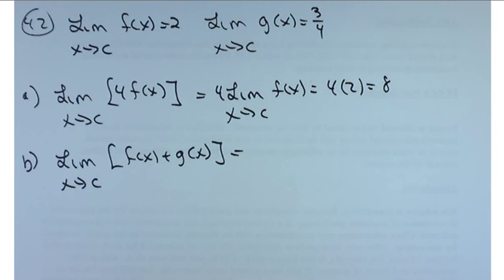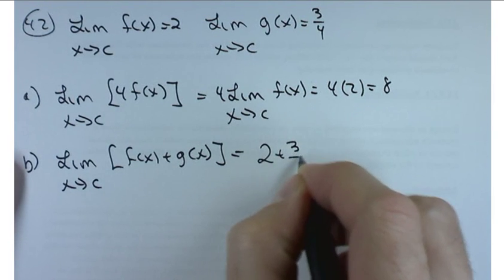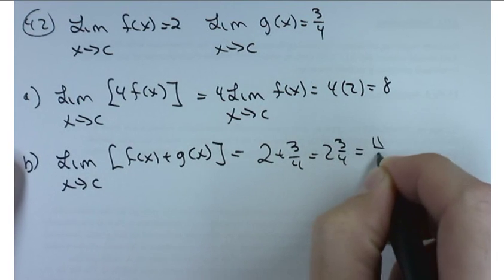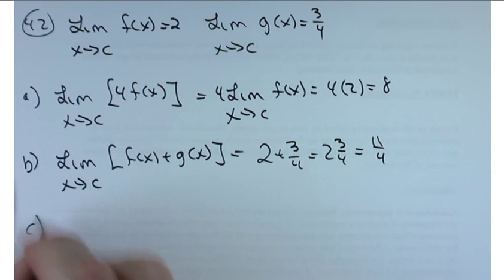Yeah, thank you. 2 3/4. All right, so 2 plus 3/4, 2 3/4, or 11/4 if you want to show it as an improper fraction. But yeah, just add the limits. So our theorems are pretty nice.